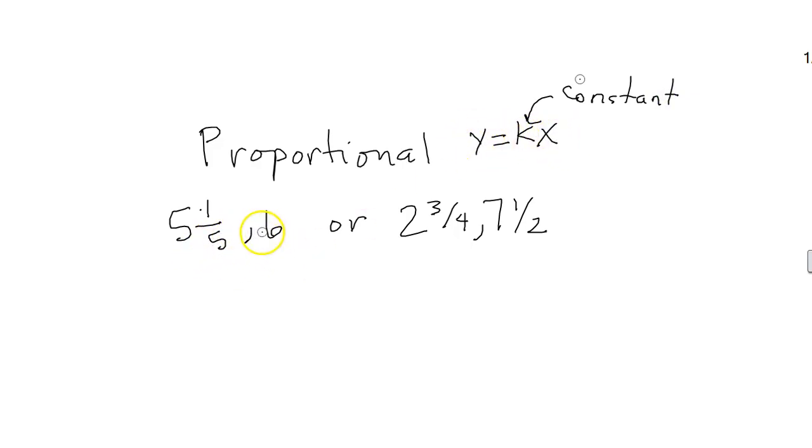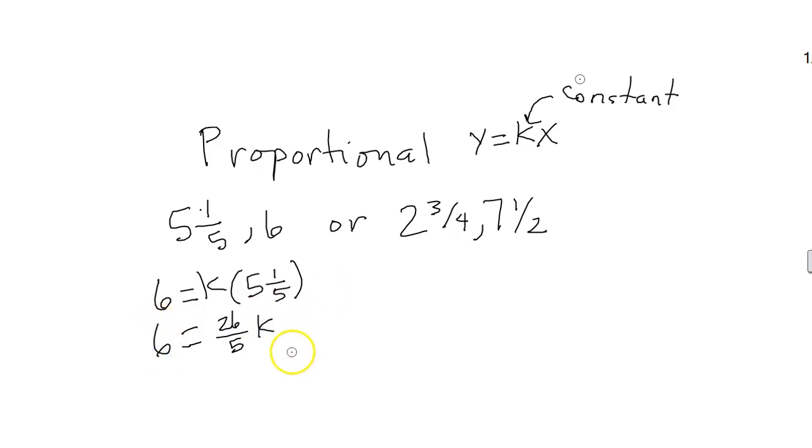So if I look at these two numbers, we first have to figure out what k is. I don't know which one's x and which one's y right now, but we're just going to try it out. Let's say that our y is 6, I don't know what k is, and then I have 5 and 1/5, that's my x. First let's change our mixed number into an improper fraction. We multiply down, 25 plus 1, so we get 26 over 5 times k, and we're saying that equals 6.